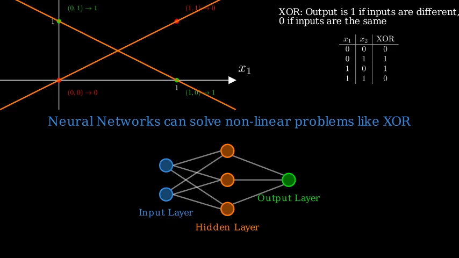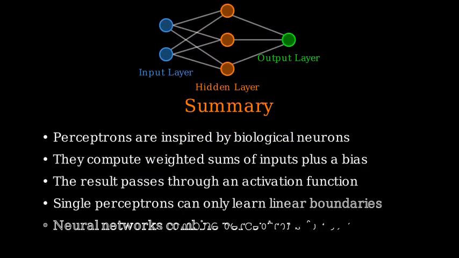In summary, a single artificial neuron, or perceptron, works by taking weighted inputs, adding a bias, and applying an activation function to produce an output. While it can classify linearly separable data, it's limited in handling more complex patterns. When combined into neural networks, these simple units become incredibly powerful, enabling the advanced artificial intelligence systems we see today.